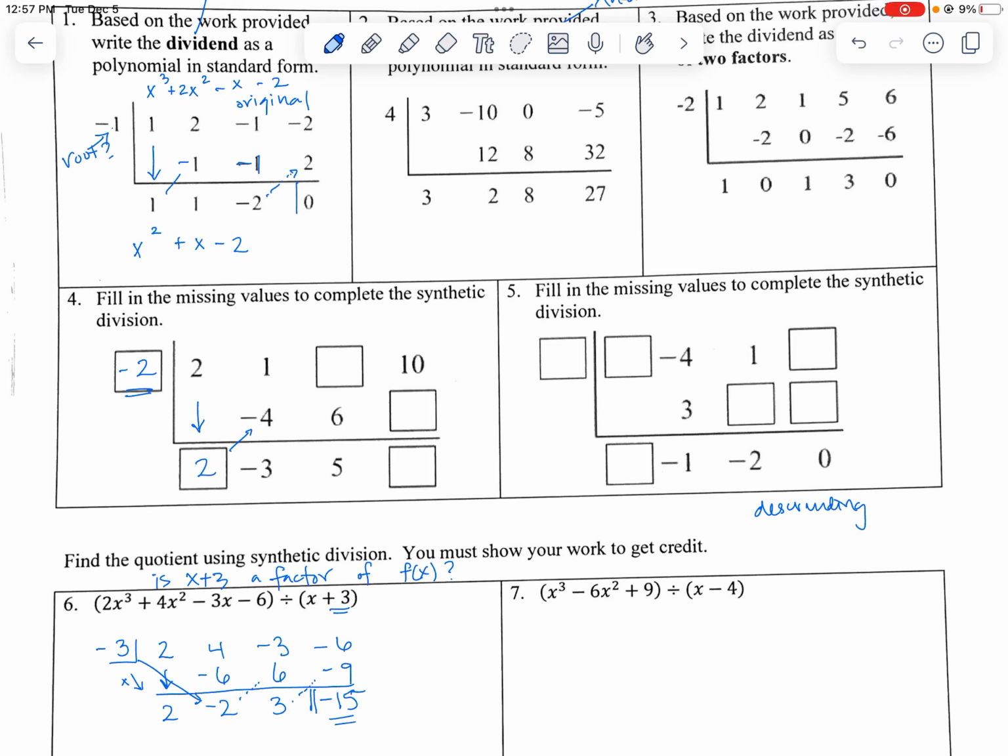And then I'm adding 1 and negative 4 and getting negative 3. And then I'm multiplying negative 2 times negative 3 to get 6. And then what am I going to add to 6 to get 5? I'm going to add negative 1 to 6 to get 5. And then I'm going to multiply negative 2 times 5 to get negative 10 and have a remainder of 0. So I'm going through the process of synthetic division.